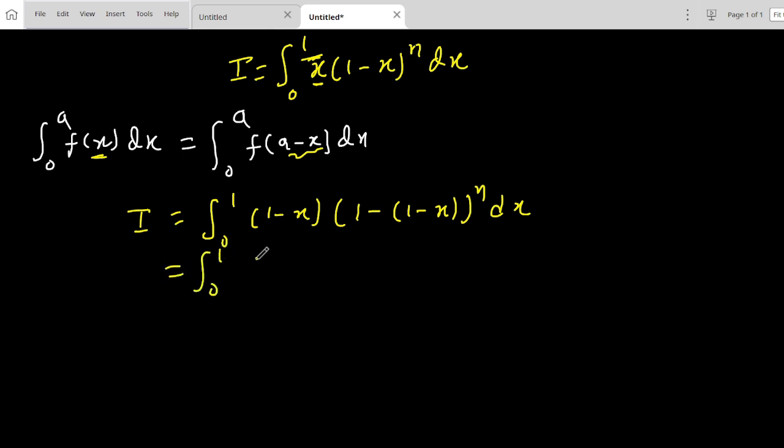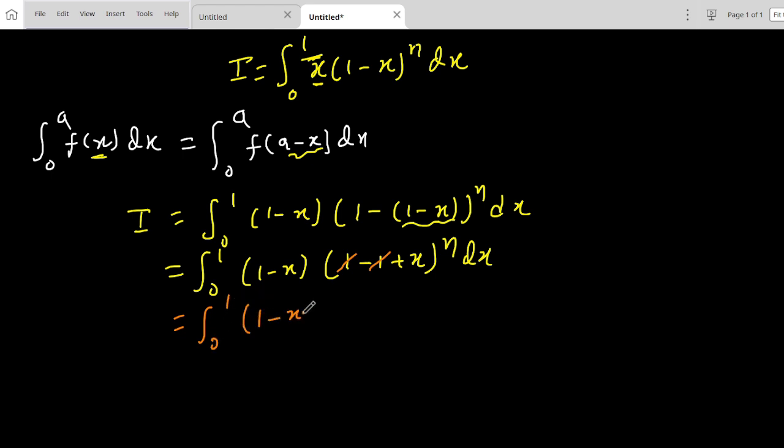Once again we will rewrite. So 0 to 1, 1 minus x, open the bracket here. So 1 minus 1 plus x to the power n dx. Here this is going to be cancelled. So 0 to 1, (1 minus x) into x to the power n dx. This x to the power n is going to be multiplied with 1 and x. So 0 to 1, x to the power n minus x to the power n plus 1 dx.